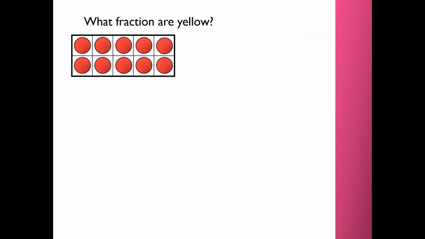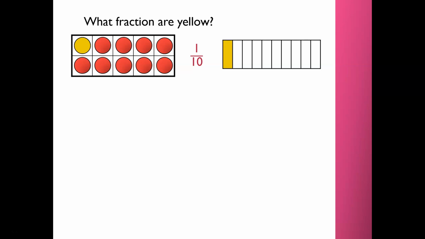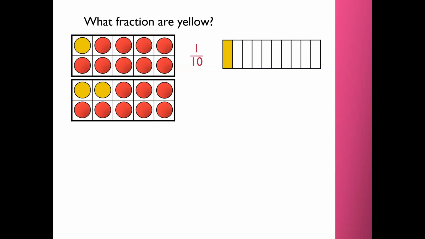Here we have a 10 frame with 10 red counters. What fractions of the counters are yellow? None of the counters are yellow, so our fraction is 0. How about now though? 1 out of 10 counters are yellow, so the fraction of yellow counters is 1/10. We could show this on a bar model that has been divided into 10 equal sections and has had one of those sections shaded. How does this change if we have 2 yellow counters? There are now 2 out of 10 yellow counters, so the fraction of yellow counters is 2/10, which we can show on our bar model like this.